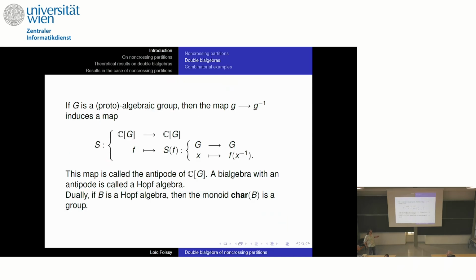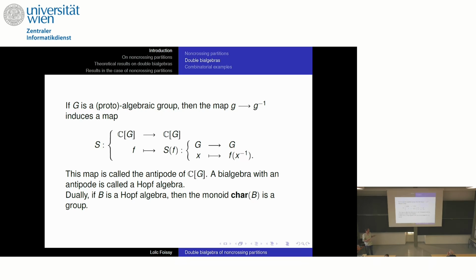So if your proto-algebraic monoid is a group, you have something more, which is an inverse, a map from G to G, which is the inverse, and you can transform it into a map from C[G] to C[G], which is called the antipode. If you take a polynomial function, you obtain another polynomial function, which is the evaluation of x, not in x, but in x minus 1. And if everything is okay, this should give you really a polynomial function. And this is called the antipode of C[G].